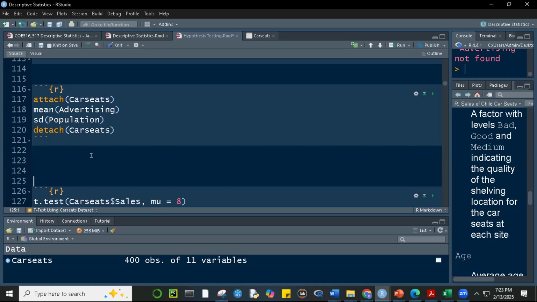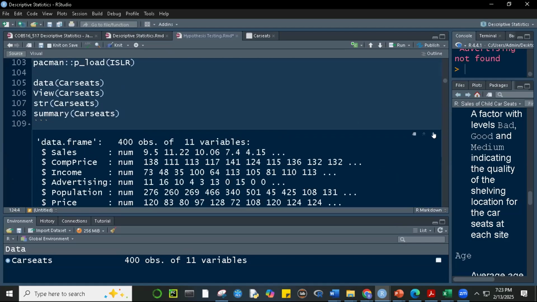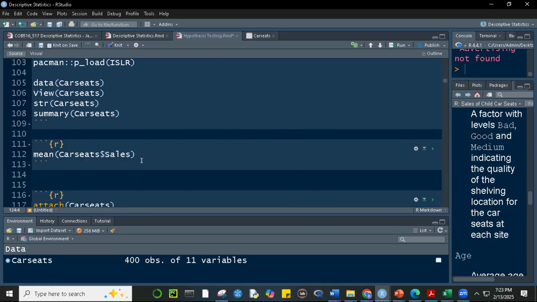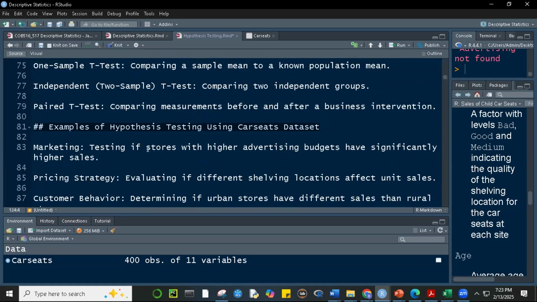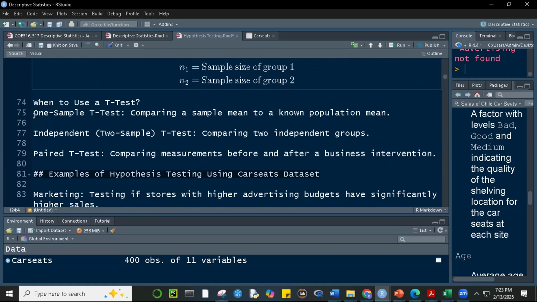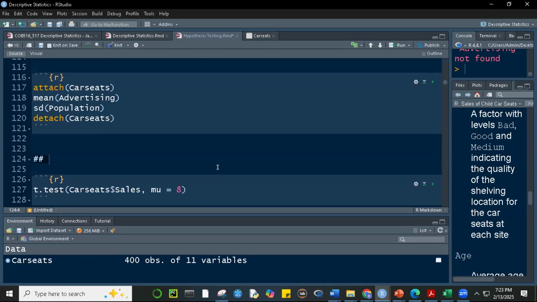Okay, let's now go to our t-test. Remember we have three types, right? So in order for us to situate ourselves again, the three types that we're going to use are the one sample t-test, the independent, and the paired t-test. So let's start with the one sample here. So this is your one sample.